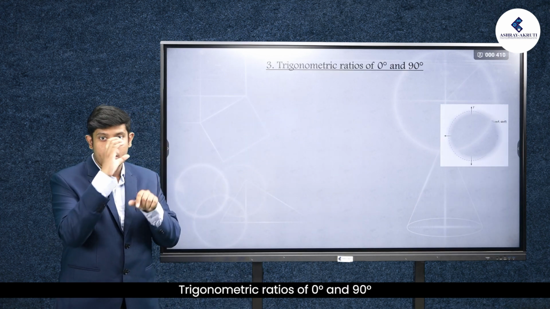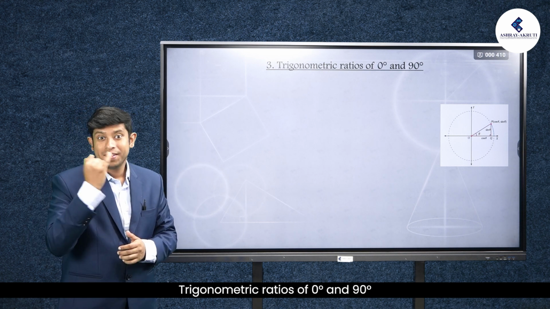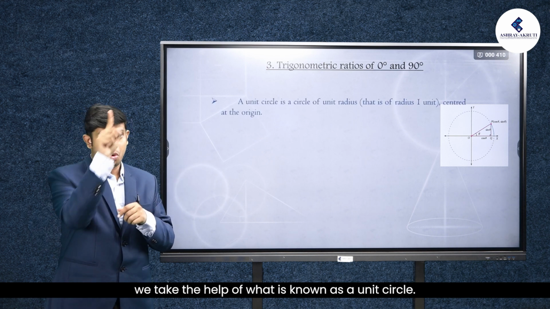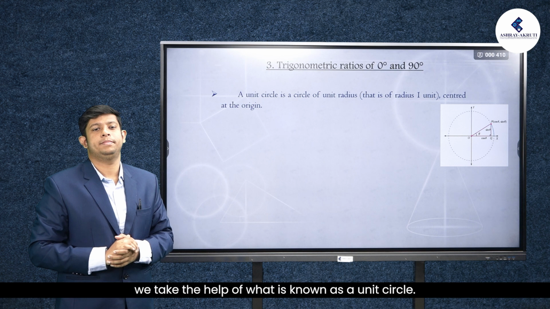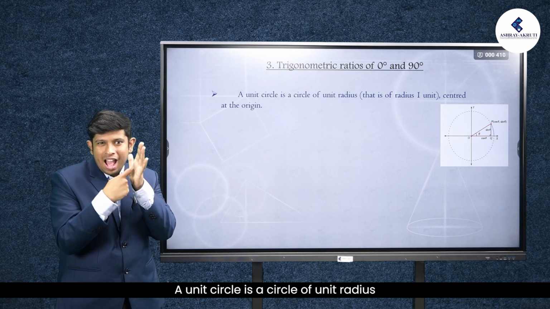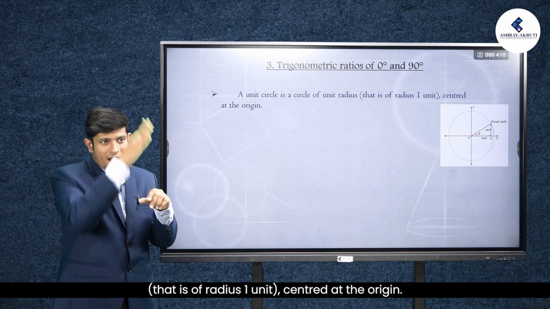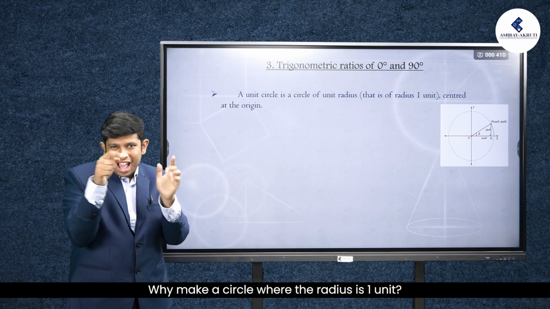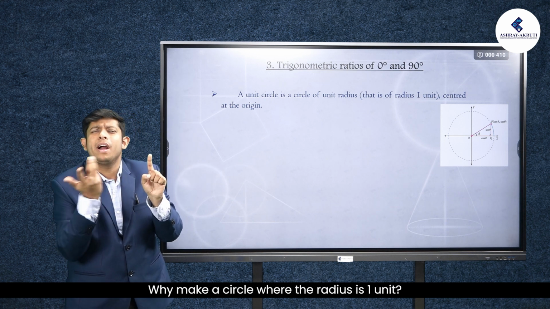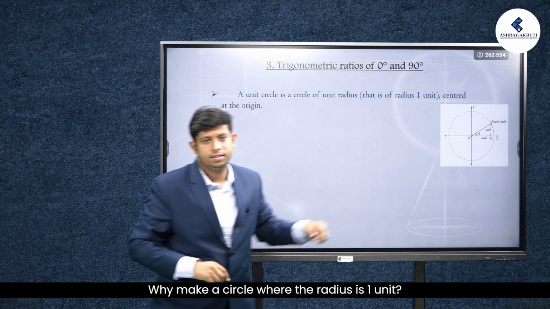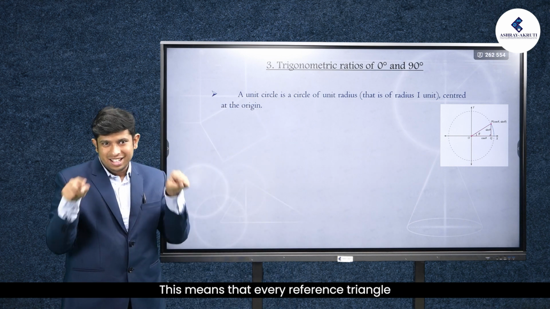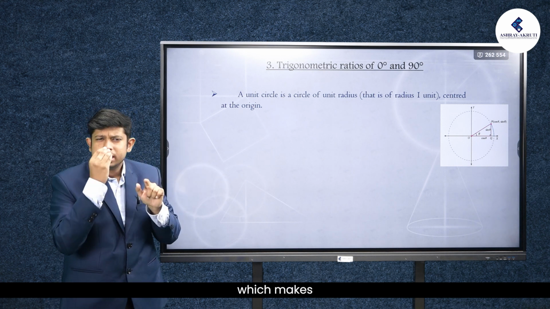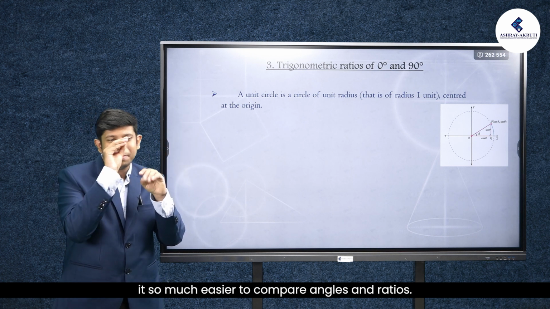Trigonometric ratios of 0 degrees and 90 degrees. To find the trigonometric ratios of 0 degrees and 90 degrees, we take the help of what is known as a unit circle. A unit circle is a circle of unit radius, that is of radius 1 unit, centered at the origin. Why make a circle where the radius is 1 unit? This means that every reference triangle that we create here has a hypotenuse of 1 unit, which makes it so much easier to compare angles and ratios.